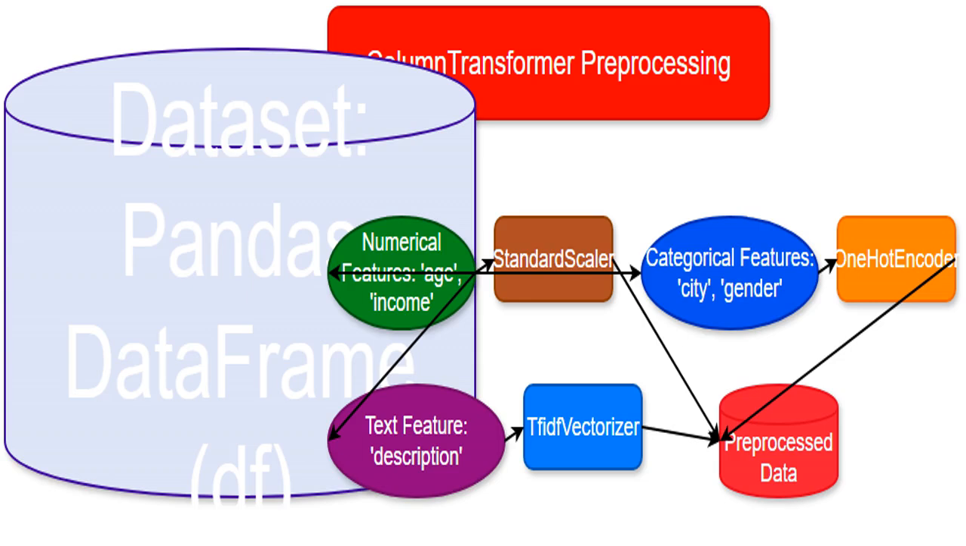I use StandardScaler to transform numerical features, like age and income. It centers the data around 0 by subtracting the mean and then scales it by dividing by the standard deviation. This makes sure that all numerical features contribute equally to the model, preventing features with larger values from dominating.